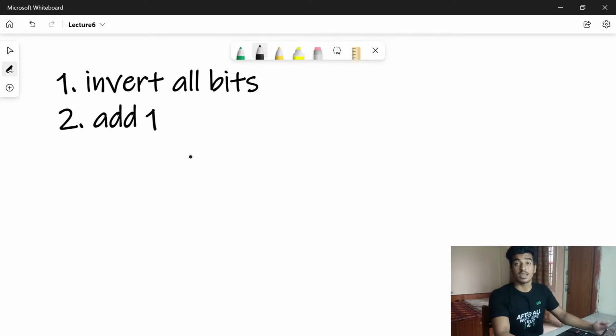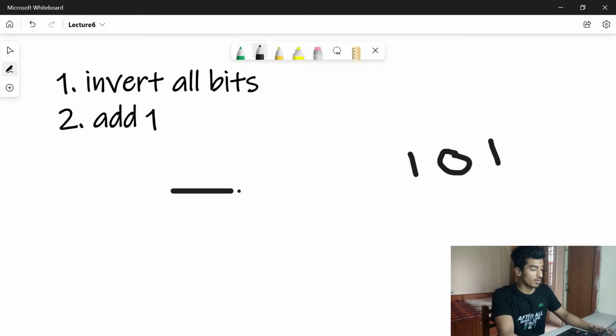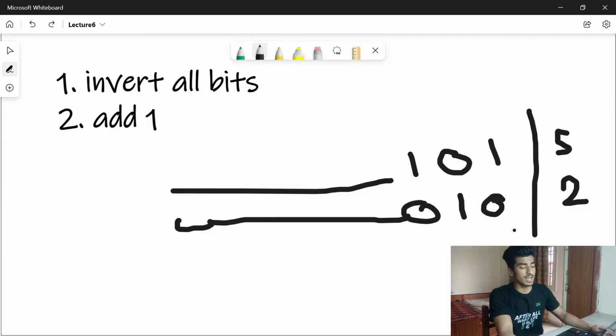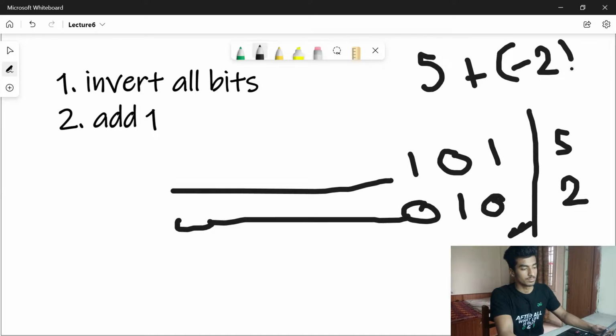Suppose I am considering integer numbers here, so I can store 32 bits, and suppose my example is 5 minus 2. First I will write here 5, and all these bits are 0, and 2 is this. All these bits are 0, and this is also 0. So this is 5 and this is 2. Here we have to just add the 2's complement of this number with 5, that is 5 plus the negative inverse of 2. The answer will be 3. So let's find the 2's complement of 2.